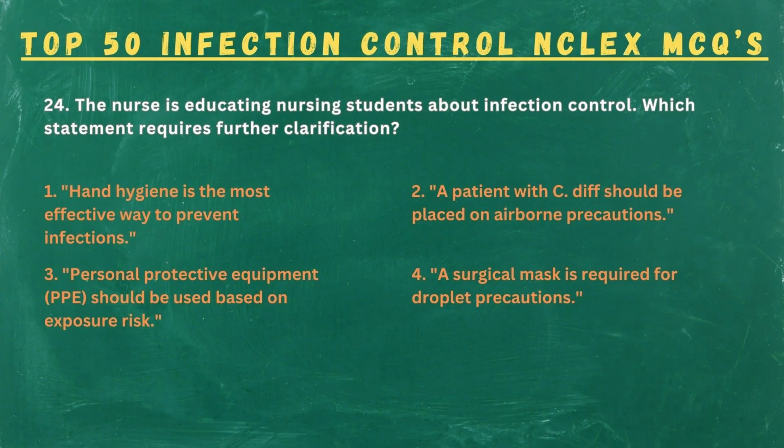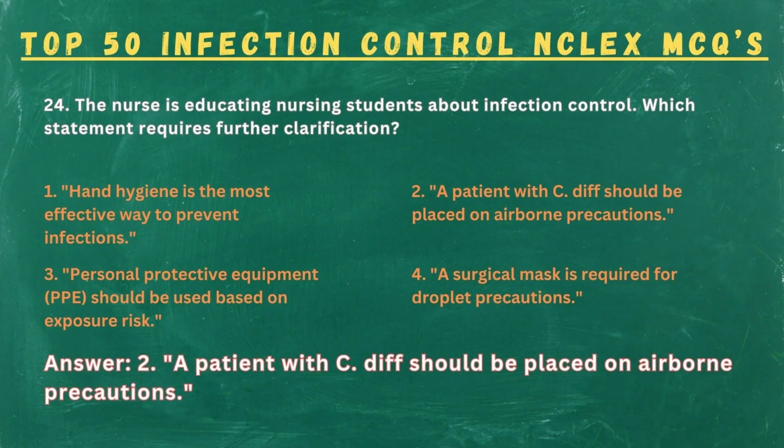24. The nurse is educating nursing students about infection control. Which statement requires further clarification? 1. Hand hygiene is the most effective way to prevent infections. 2. A patient with C. diff should be placed on airborne precautions. 3. Personal protective equipment, PPE, should be used based on exposure risk. 4. A surgical mask is required for droplet precautions. Answer: 2. A patient with C. diff should be placed on airborne precautions.